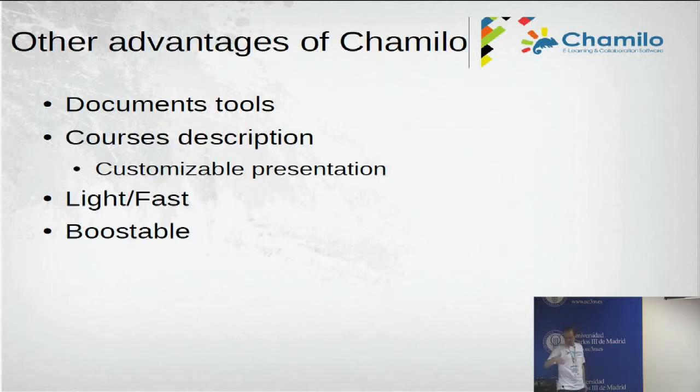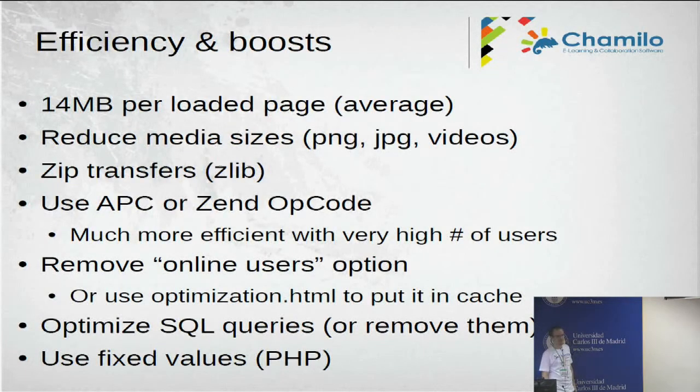You have other advantages of Chamilo that most of you already know. I'm going to go a little bit faster to get to the interface. So, in terms of efficiency and boost that you can have, you have a very interesting characteristic of Chamilo, that is it uses 14 megabytes of RAM per page load. That's when it's not boosted by anything. So that's the default configuration.